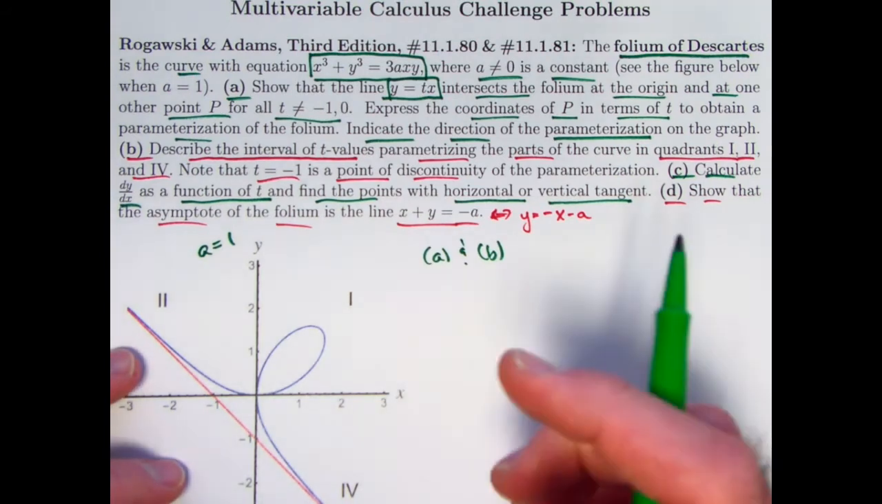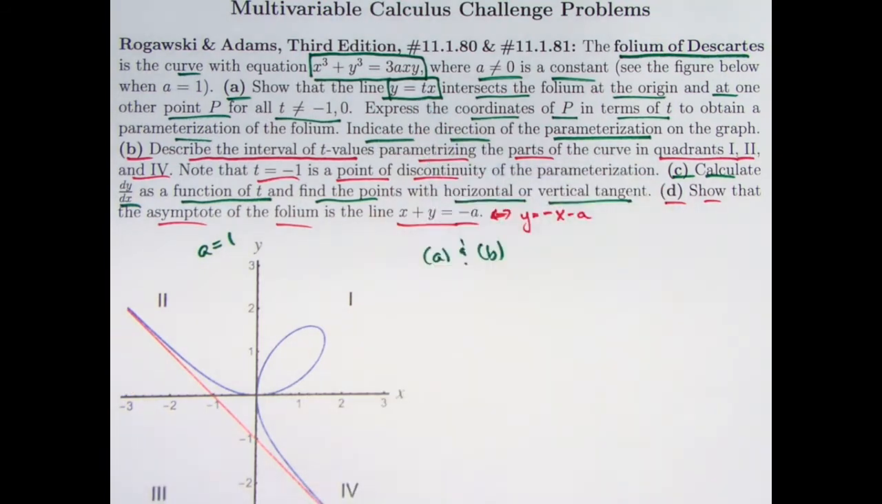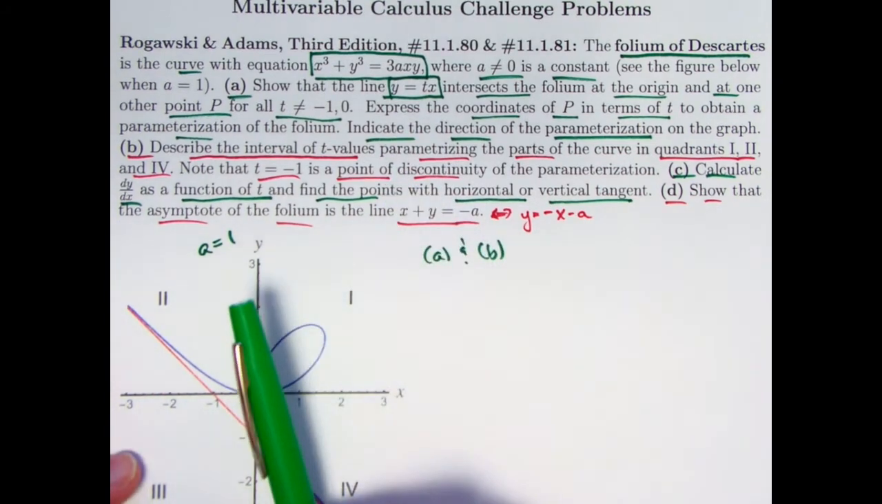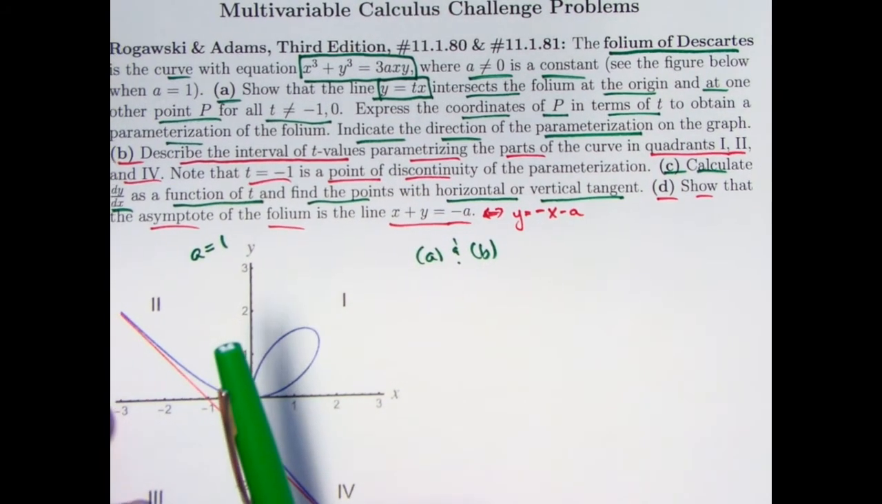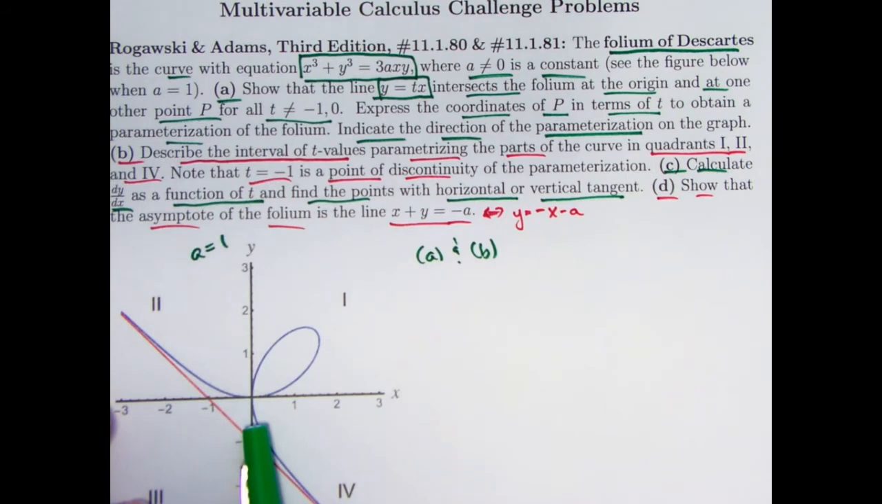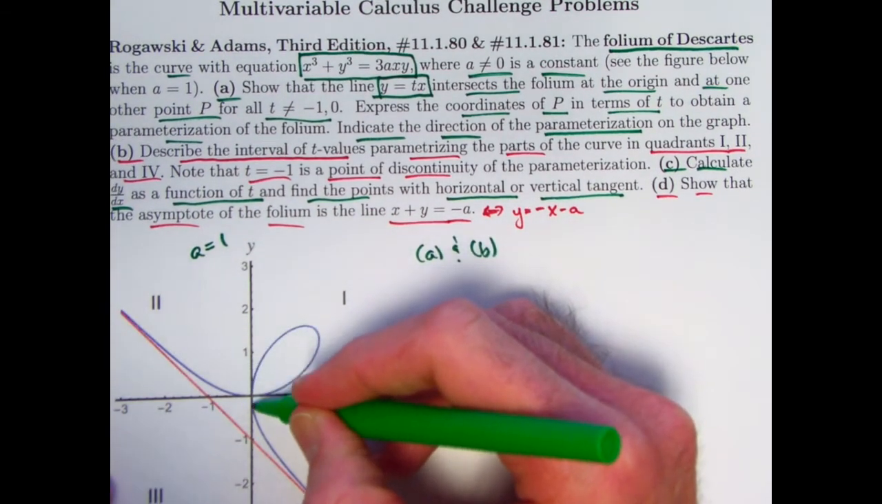So, the key is this equation here, y equals tx, is a line that goes to the origin with a slope of t. For fixed t, say equal to a large negative number like -100 or something, the line would look about like this. It would look close to vertical, but with a negative slope, going through the origin. It's going to certainly touch the folium at the origin, but it's also going to intersect it at some point right about there.